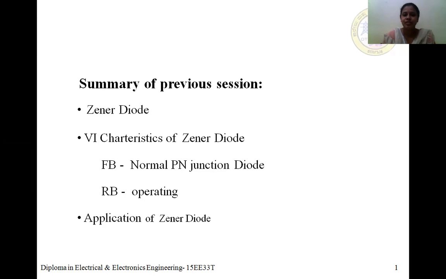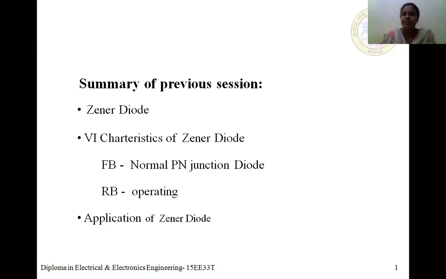In the previous session, we studied about Zener diode, VI characteristics of Zener diode and application of Zener diode. So first, let me see what this Zener diode is. Zener diode is a heavily doped PN junction diode. In the forward biased condition, it is similar to the ordinary PN junction diode. In reverse biased condition, it is operating.